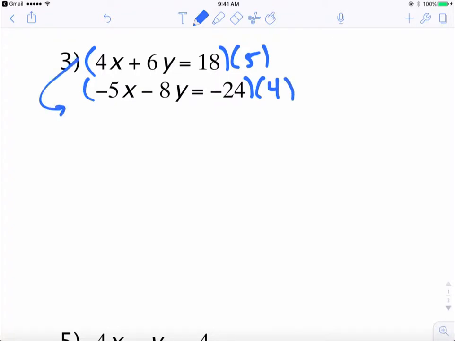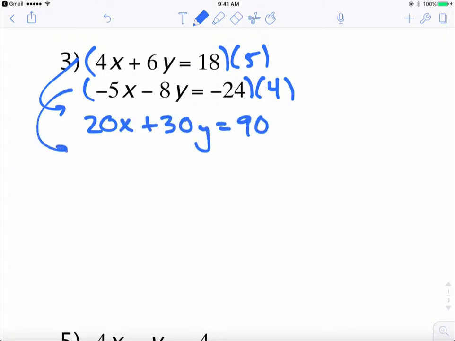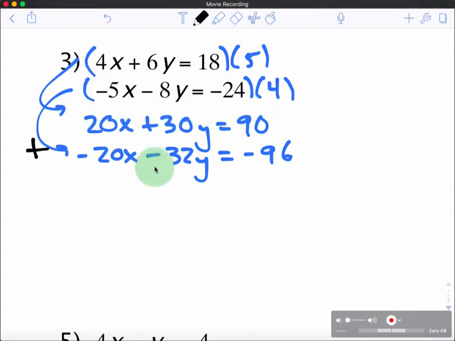So that top equation, I think, is going to become 20x plus 30y equals 90. The bottom equation is going to become negative 20x minus 32y equals negative 96. And what's so nice about that is that I'm going to add these equations together. I'm basically taking this equation up top and adding the same number to both sides, right? Because that's something you can do. On the right-hand side, I'm going to add negative 96. On the left-hand side, I'm going to add something that is totally equal to negative 96, and that's okay.